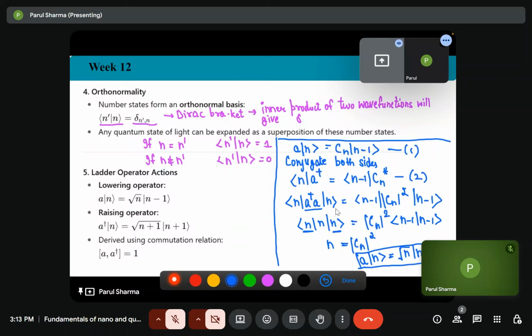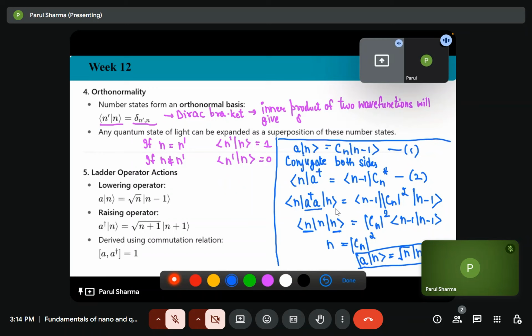Similarly, if we operate the raising operator A dagger on |n>, we will get root n plus 1 times |n plus 1>.